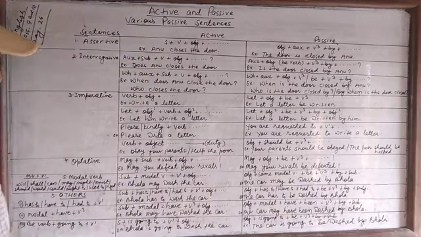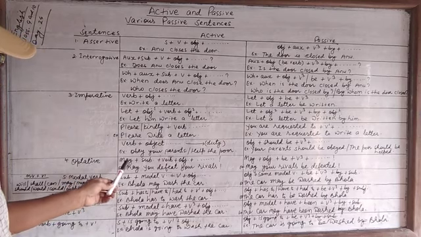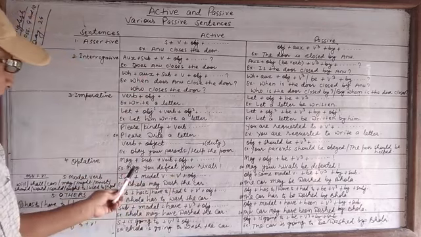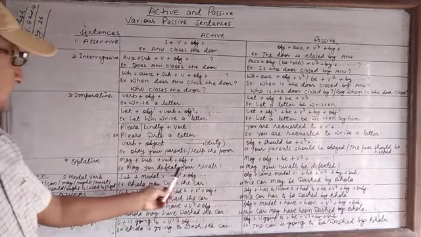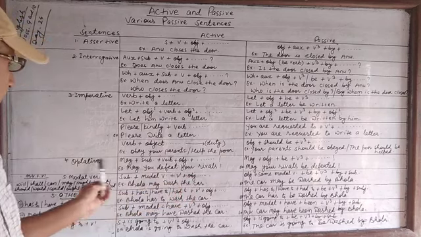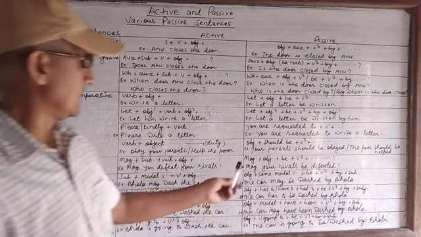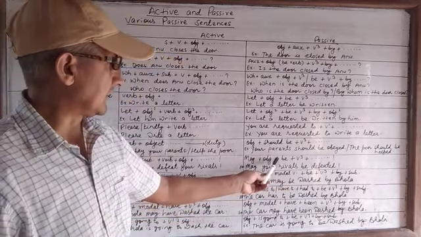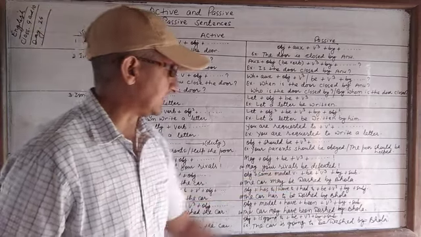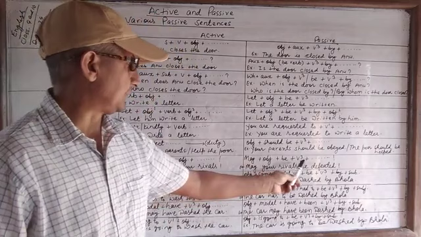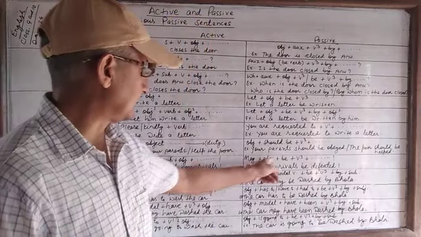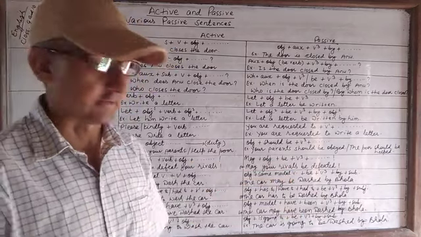Next, optative sentence. The structure of an active optative sentence is may plus subject plus verb plus object. Example: may you defeat your rivals. May you is the subject, defeat is the verb, and your rivals is the object. We change the optative sentence into passive following this structure: may plus object plus be plus V3 and other words. Example: may your rivals be defeated. In this way, we change the optative sentence into passive, so you have to learn and understand this structure.